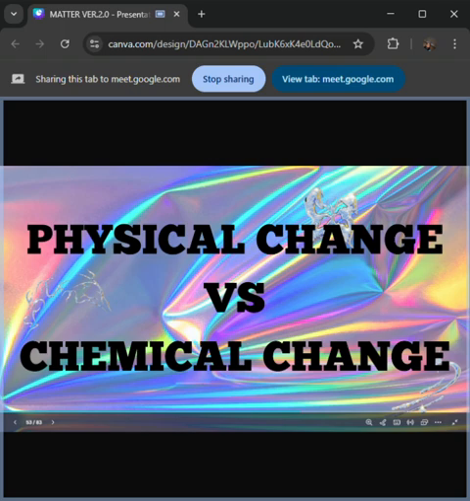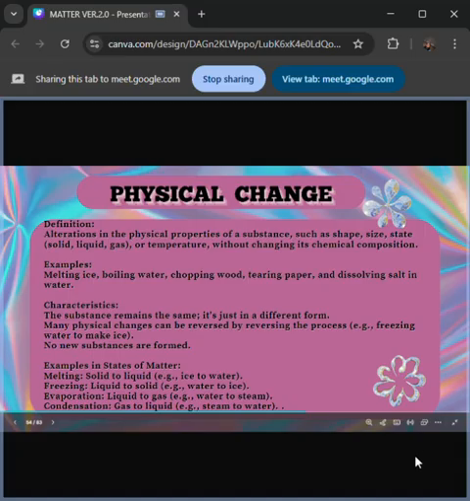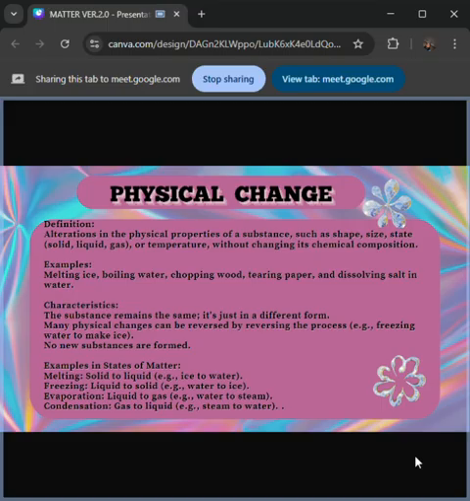Okay, so I think we have covered those enough. So let us check what the physical change versus the chemical change that applies to matter are. Next slide, please. Okay, so allow me to explain what a physical change is. Physical change is an alteration in the physical properties of a substance, such as shape, size, state, for example solid, liquid, and gas, or temperature, without changing its chemical composition.